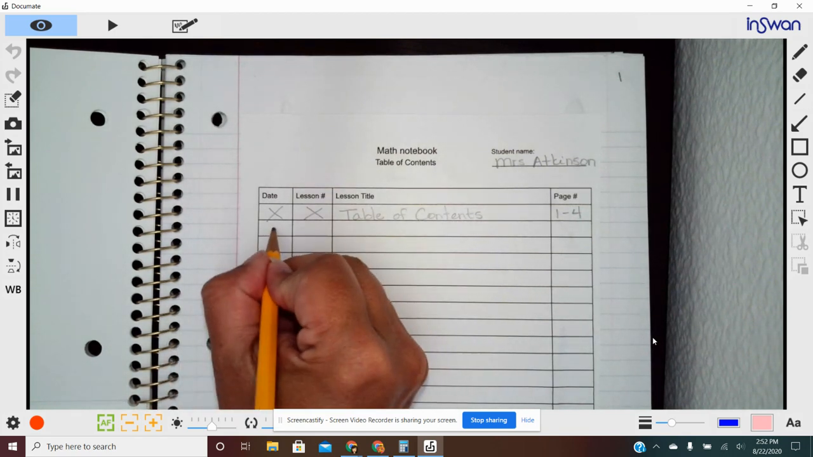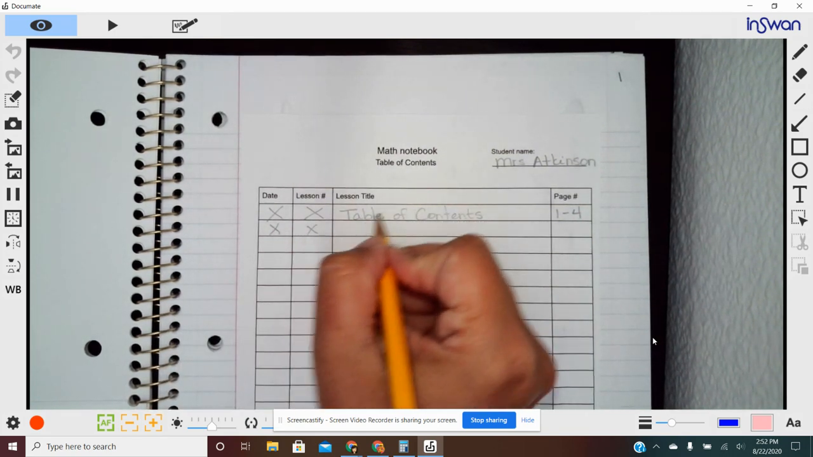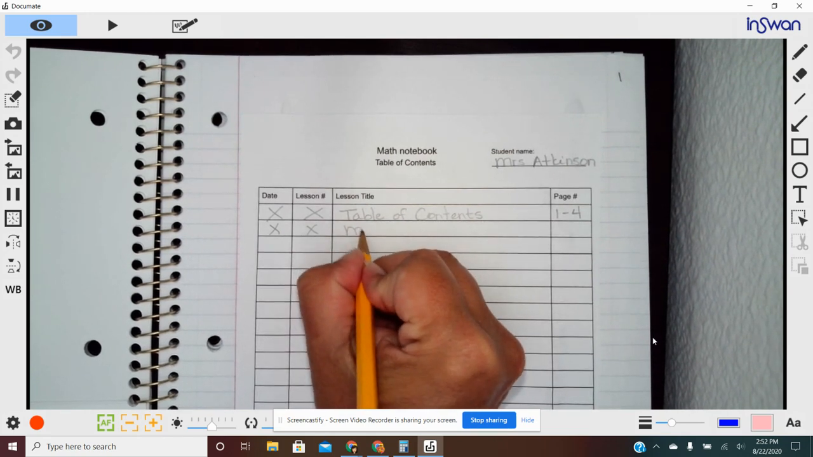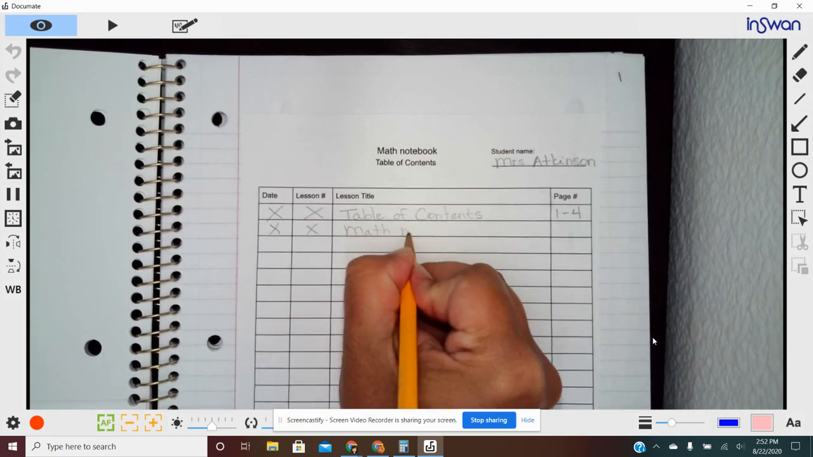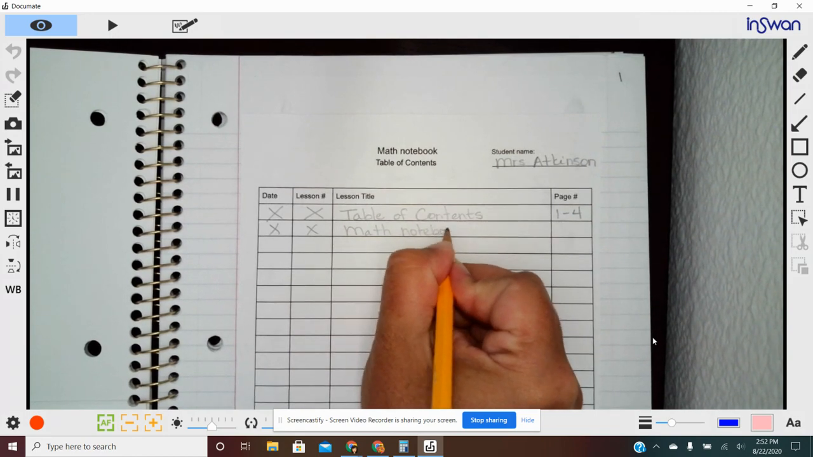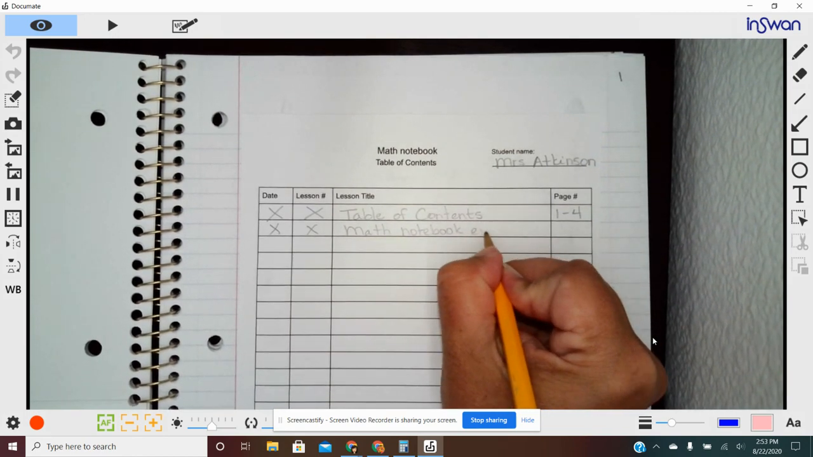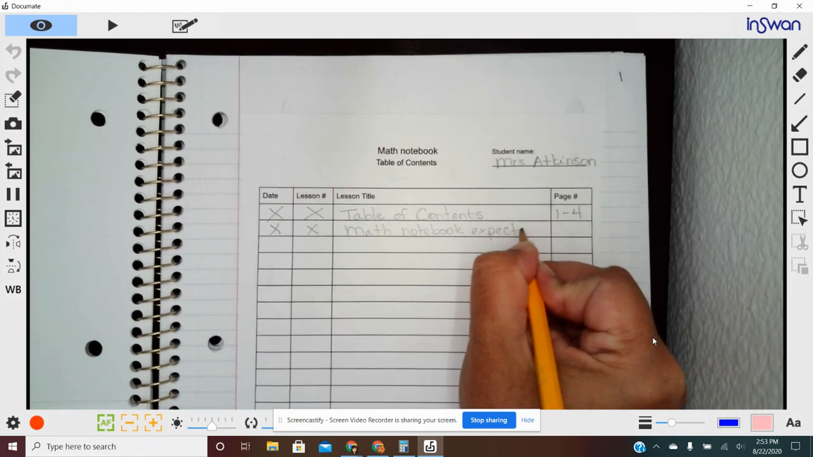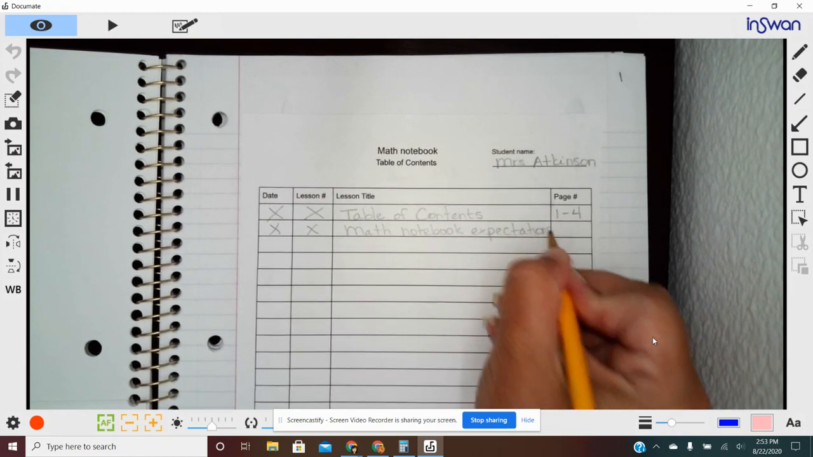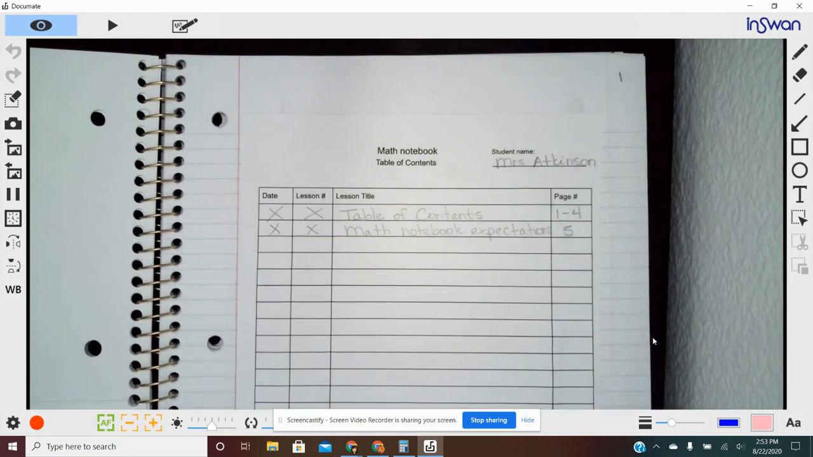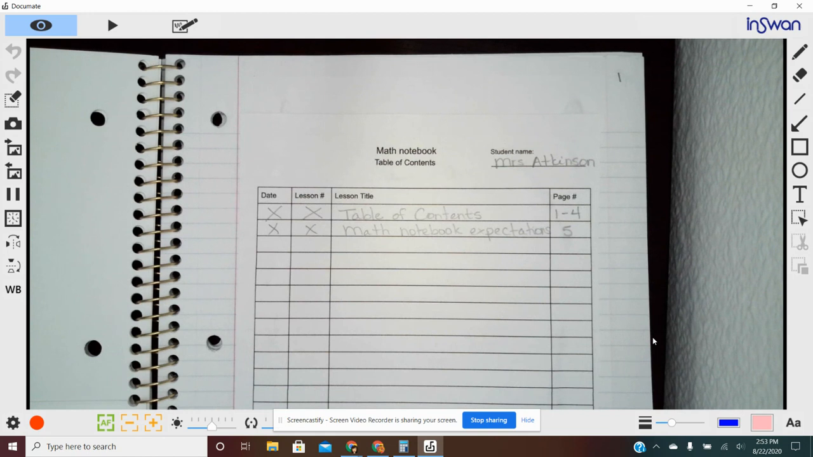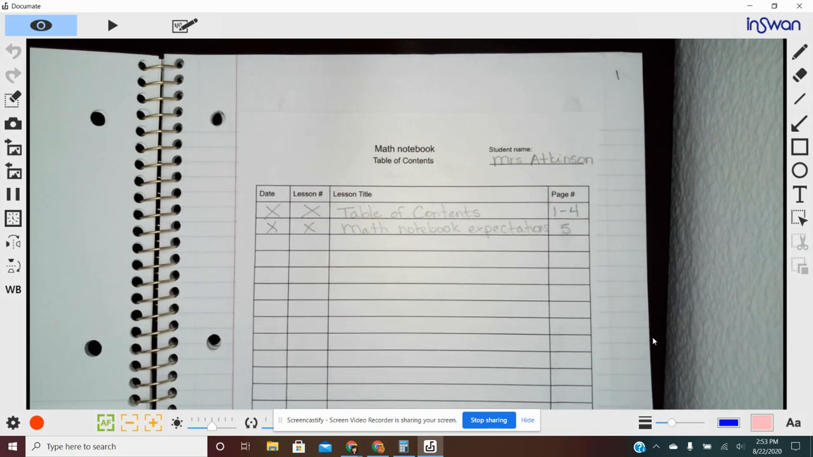Now, I'm going to move ahead a little bit and tell you that page 5 is going to be something called Math Notebook Expectations. And that's going to be page 5. Okay, so I've glued in the page and I've started my table of contents. On the Math Notebook Expectations, you're going to see why she's making me do a table of contents. Yes, it's important.